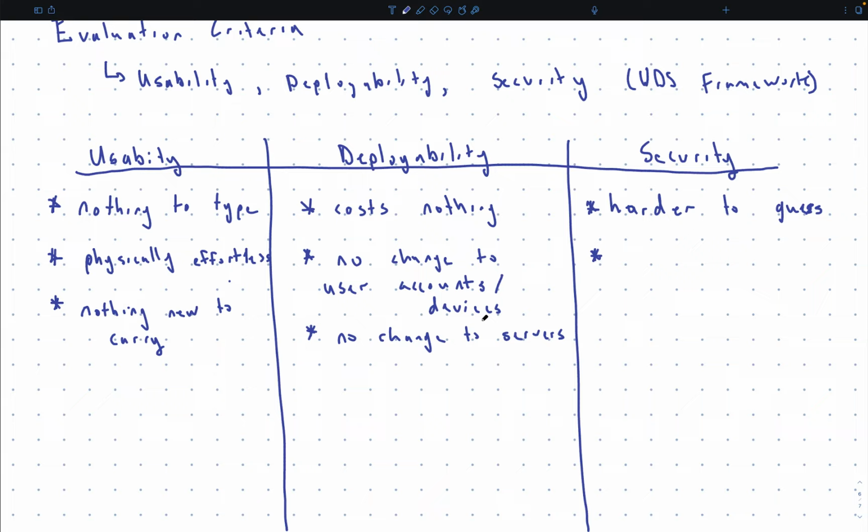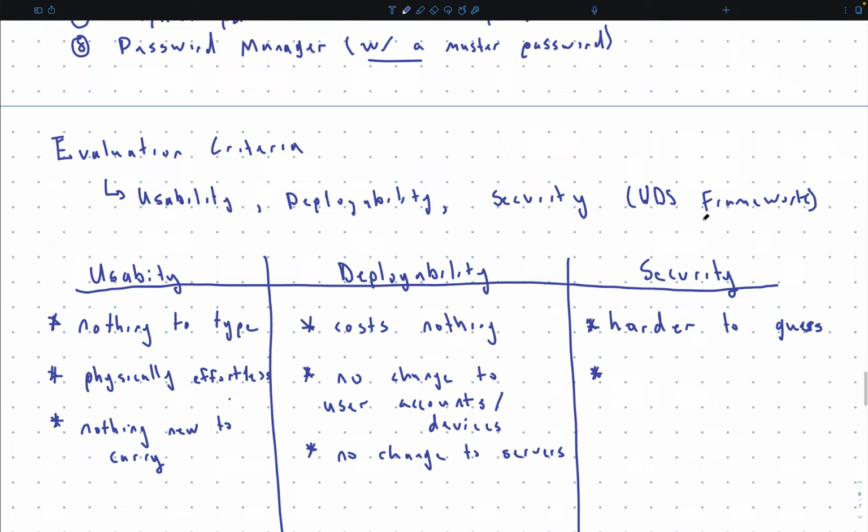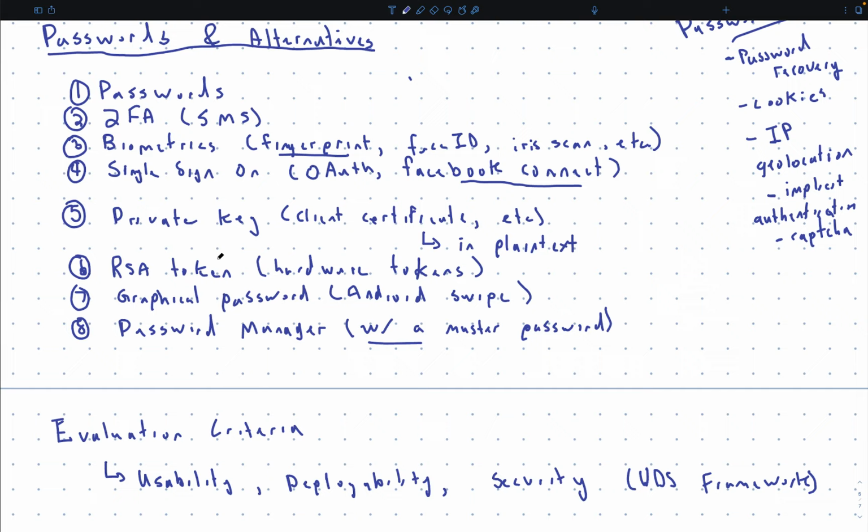Okay, in terms of security, some of these things are harder to guess, so that's fine. What would you say is the most secure? If you just care about security, you don't care about cost, you don't care about usability.